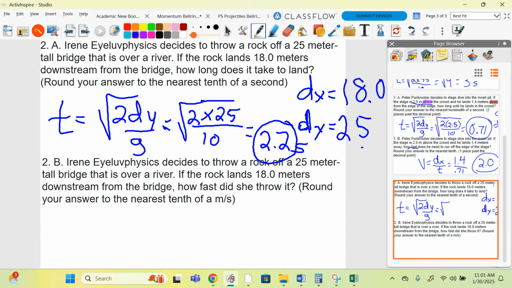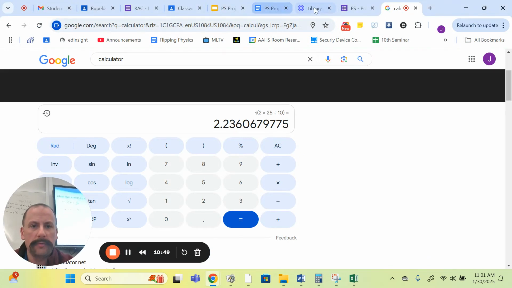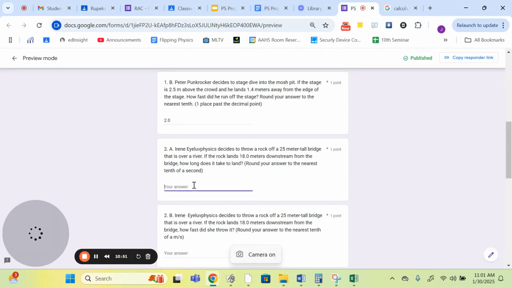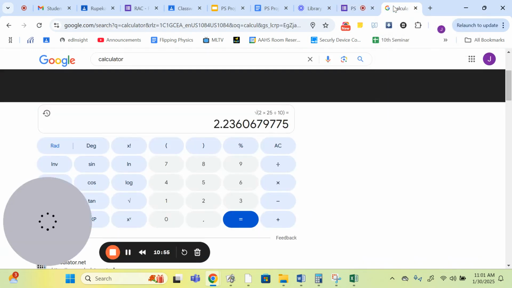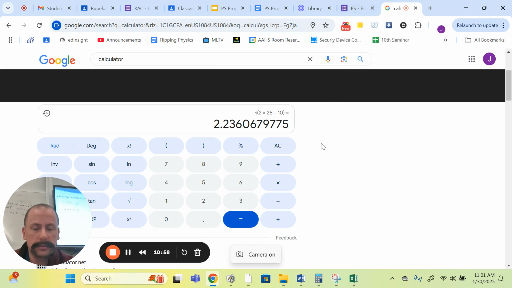Again, I only want to enter the numerical value. I don't want to include the units. It just makes it a little bit harder for the grading.